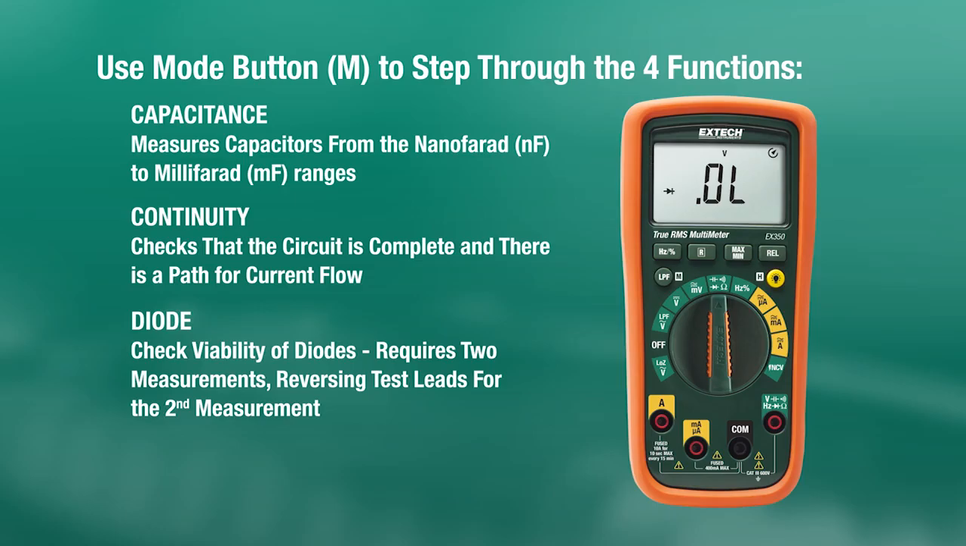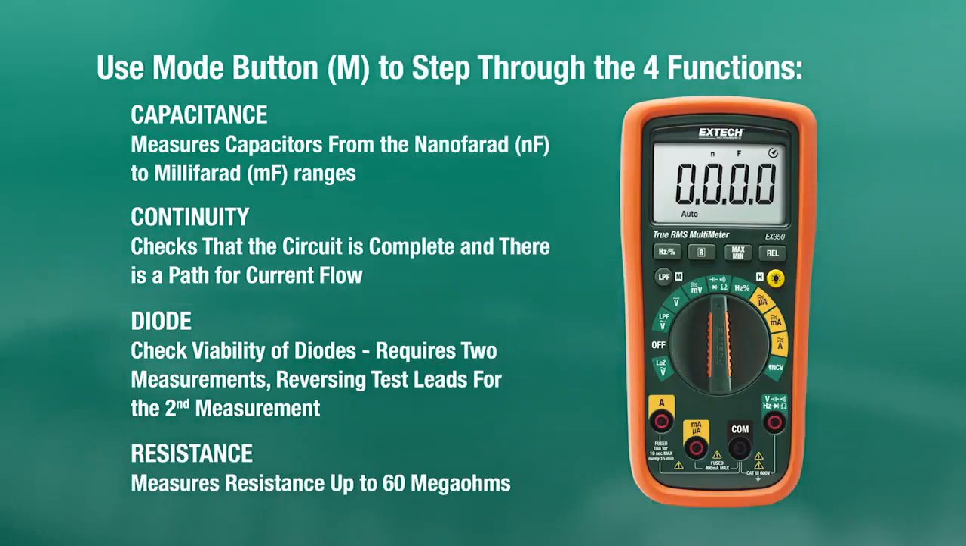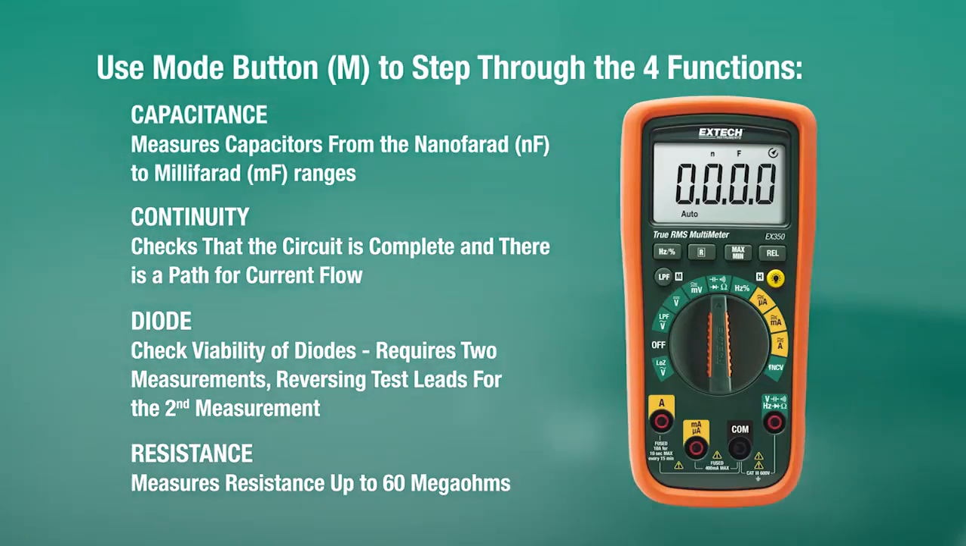Diode checks the viability of diodes. This requires 2 measurements, reversing test leads for the second measurement. And finally, resistance measures resistance up to 60 megaohms.